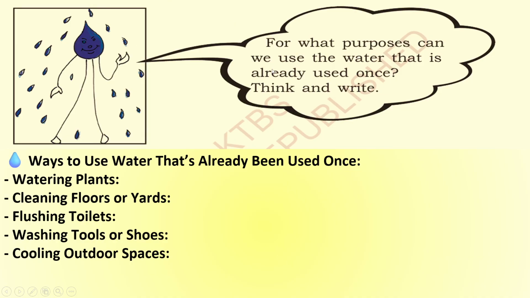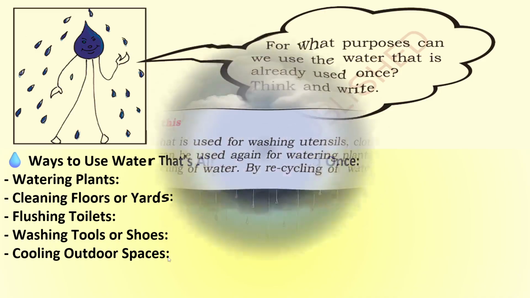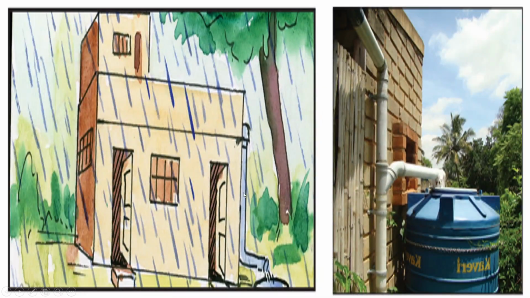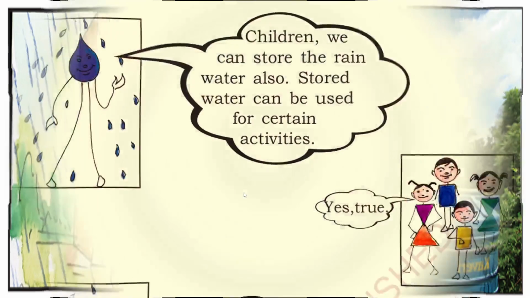For what purpose can we use the water that is already used once? Think and write. Ways to use water that's already been used once: watering plants, cleaning floors or yards, flushing toilets, washing tools or shoes, cooling outdoor spaces. Know this, the water that is used for washing utensils, clothes, and vegetables can be used again for watering plants. This is called recycling of water. By recycling of water, we can save water. This is recycling of the water.